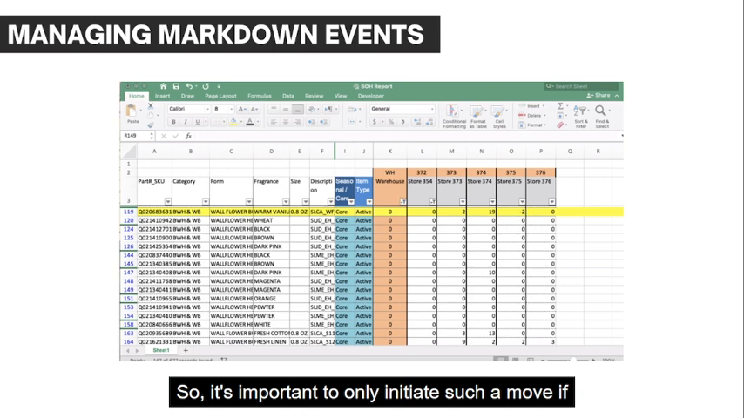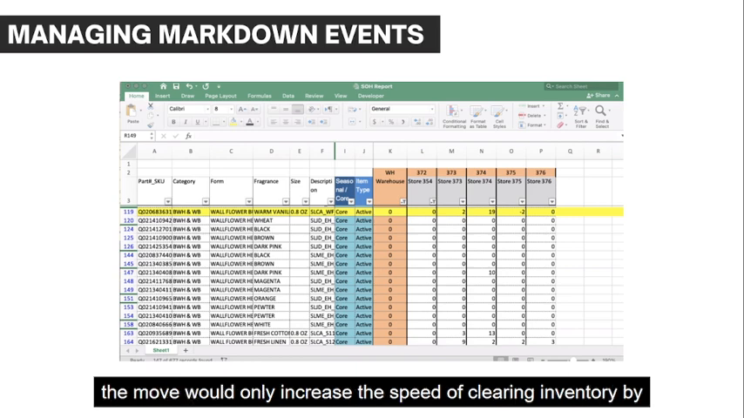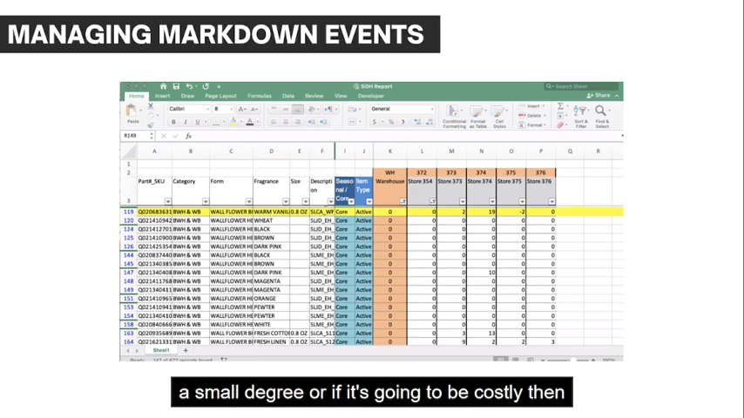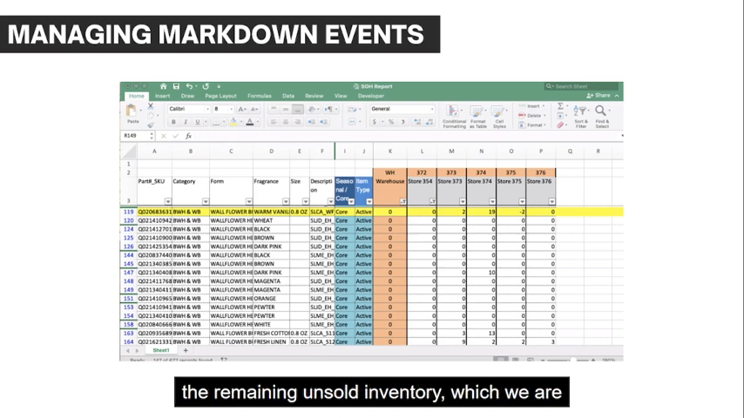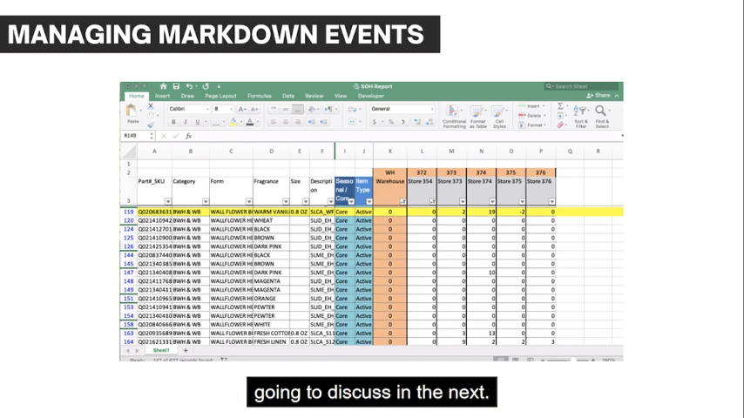So it's important to only initiate such a move if it's necessary and productive. For example, if the move would only increase the speed of clearing inventory by a small degree, or if it's going to be costly, then it's better to keep the inventory where it is until the end of the sale. At this stage, we will have other options for the remaining unsold inventory, which we are going to discuss in the next lesson.